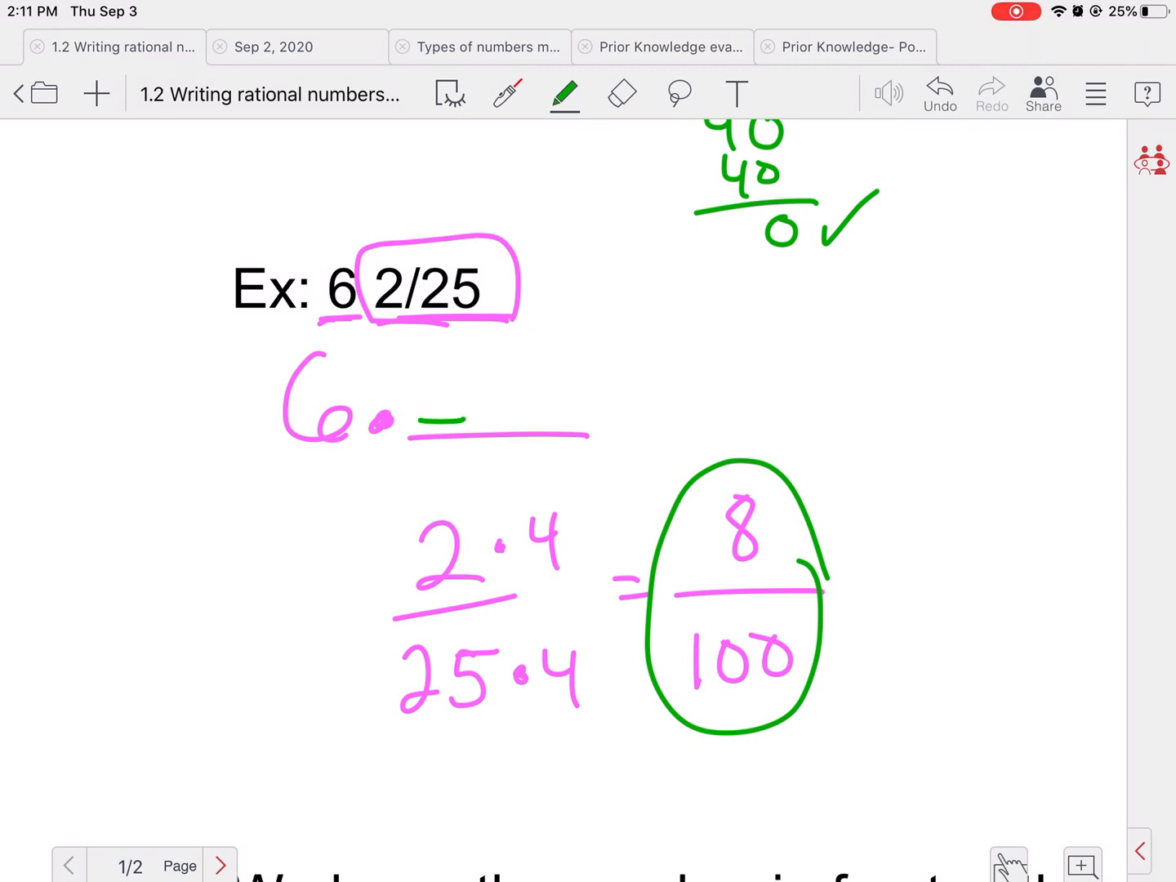So that means I have tenths, hundredths, so 8's going to go there. So I need to put a 0 there. So this is 6.08 or 6 8/100.